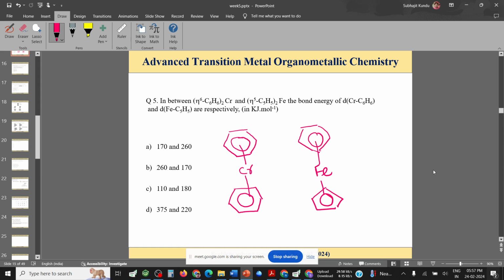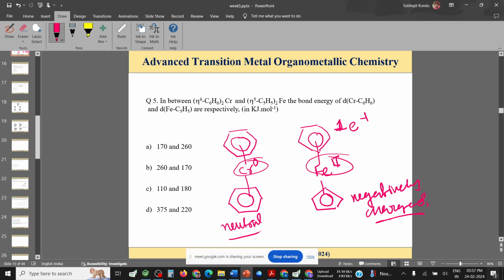For the structure of these two complexes, I have already drawn them here. Here we know that chromium is in the zero oxidation state, whereas iron is in the 2 plus oxidation state. This is the very important thing to know about these two different types of complexes, where the Cp is negatively charged, whereas this eta 6 arene system is neutral. So this is the neutral system, this is the cationic system, and this is the anionic system.